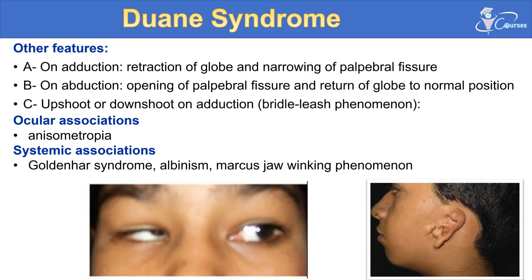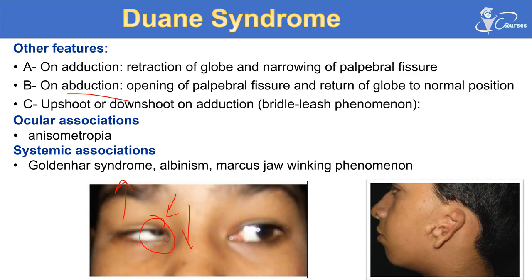Okay? Like this, you can see the narrowing of the palpebral fissure on adduction of the right eye. When the patient is abducting, there will be an opening of the palpebral fissure again and the return of the globe into normal position. There could be what's called leash phenomenon. It is upshoot or downshoot on adduction. You can see that the right eye, the Duane syndrome eye, will show either elevation or marked depression on attempted adduction.